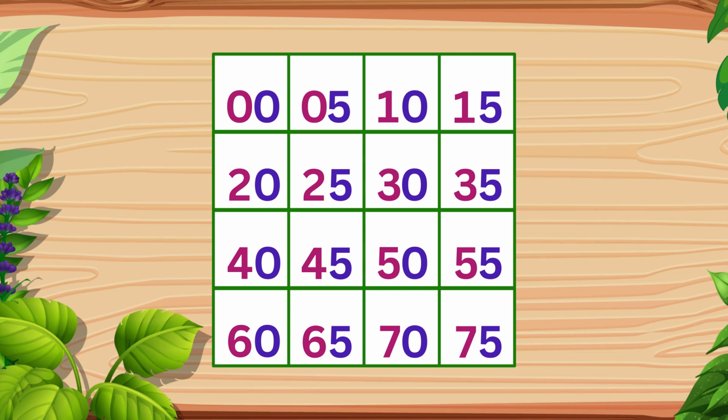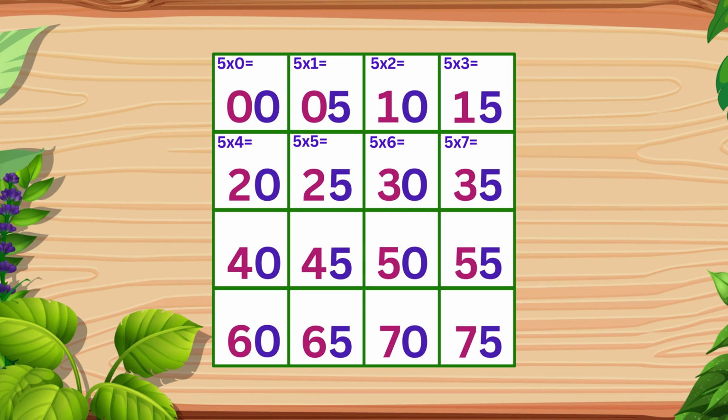Let's see how it works. 5 times 0 equals 0. 5 times 1 equals 5. 5 times 2 equals 10. 5 times 3 equals 15. 5 times 4 equals 20. 5 times 5 equals 25. 5 times 6 equals 30.